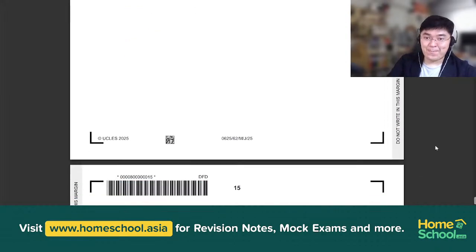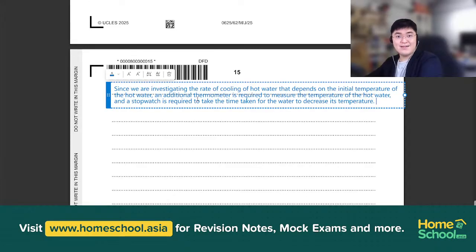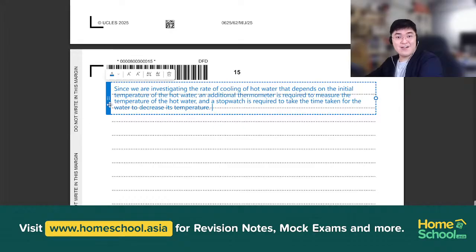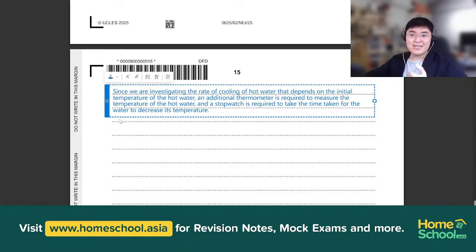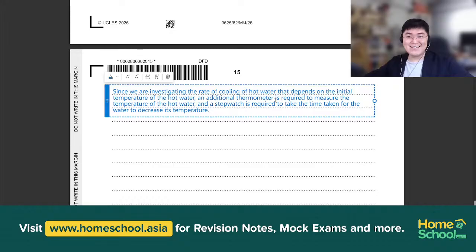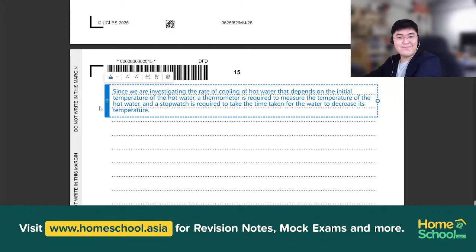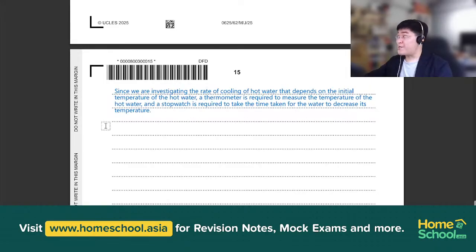So let's write that down. Basically, we are investigating the rate of cooling of hot water, and this depends on the initial temperature of the hot water. So a thermometer is required to measure the temperature of the hot water. And of course, a stopwatch is required to take the time taken for the water to decrease its temperature. That's the first thing we need to take note of.